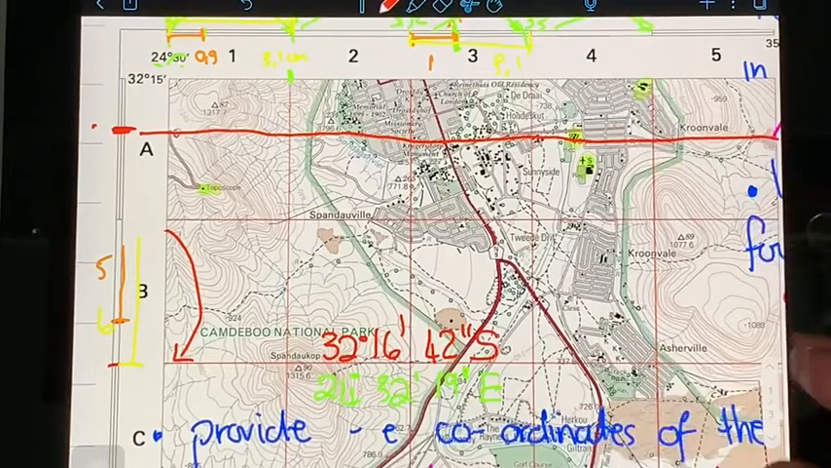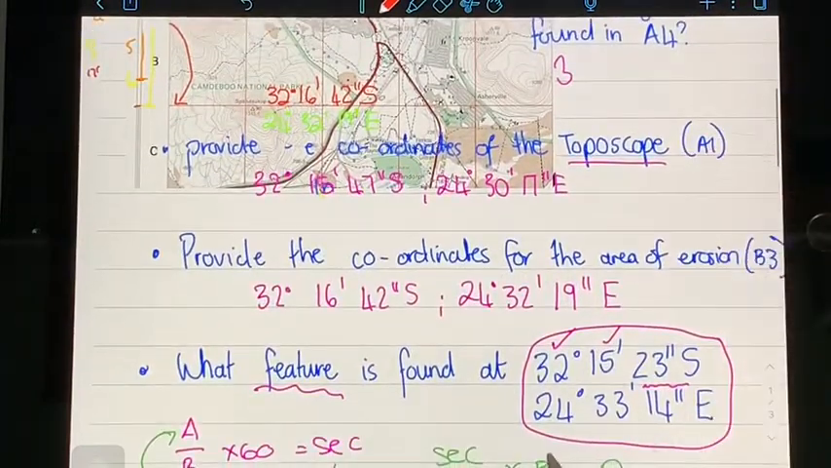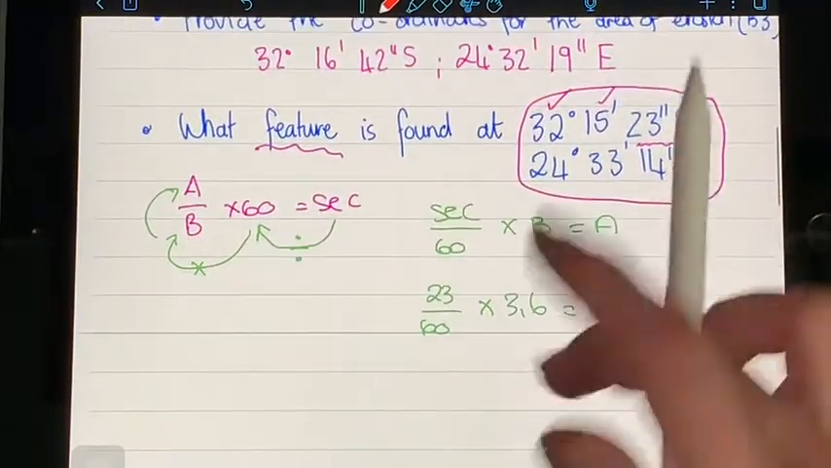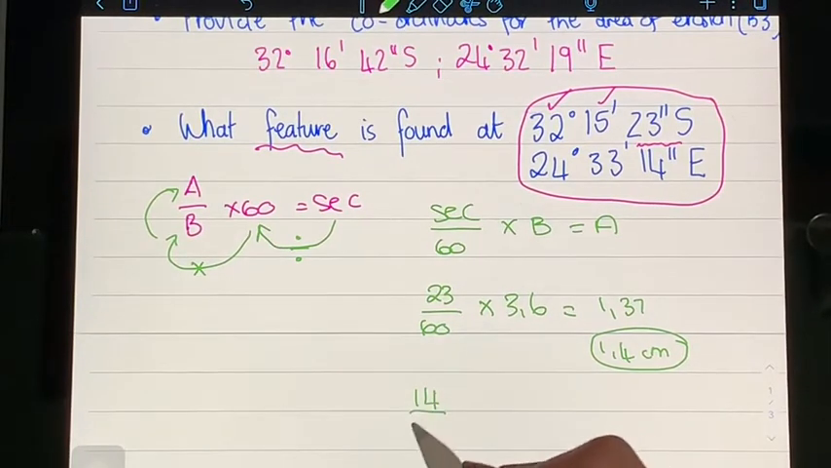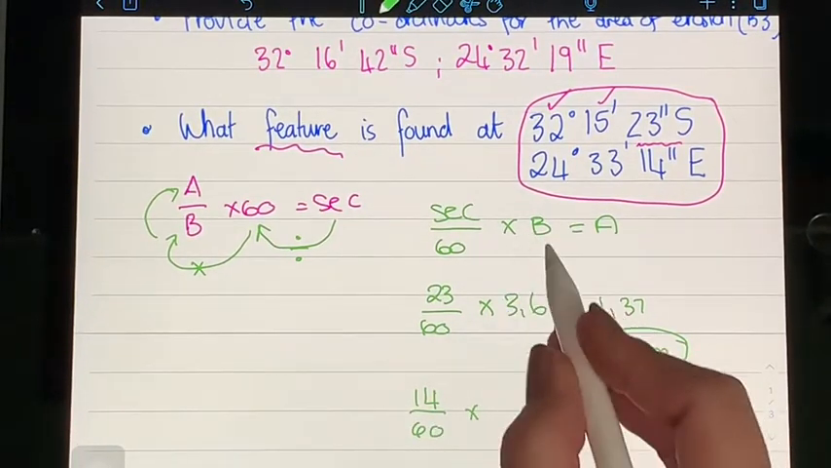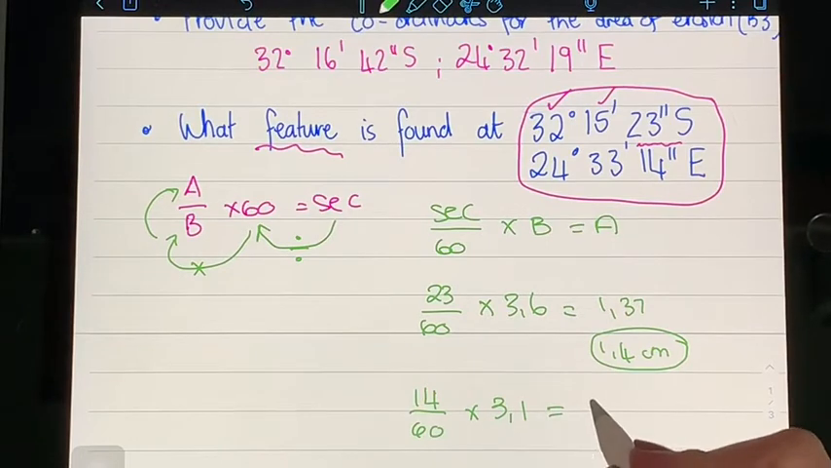Now we're going to look for our longitude for this particular feature. And the longitude says 24 degrees, 33 minutes, 14 seconds. So if we apply our formula again, we can say 14 divided by 60 now times the size of a longitude B, which is a longitude minute, 3.1 on this map. And that specifically gives me on my calculator 0.7 centimeters.